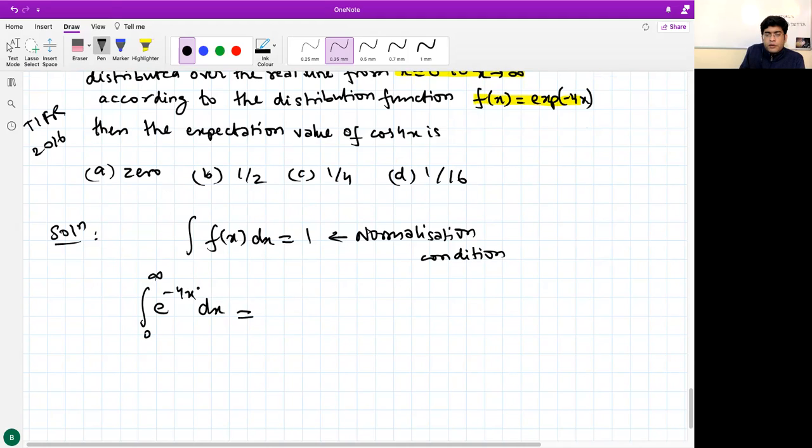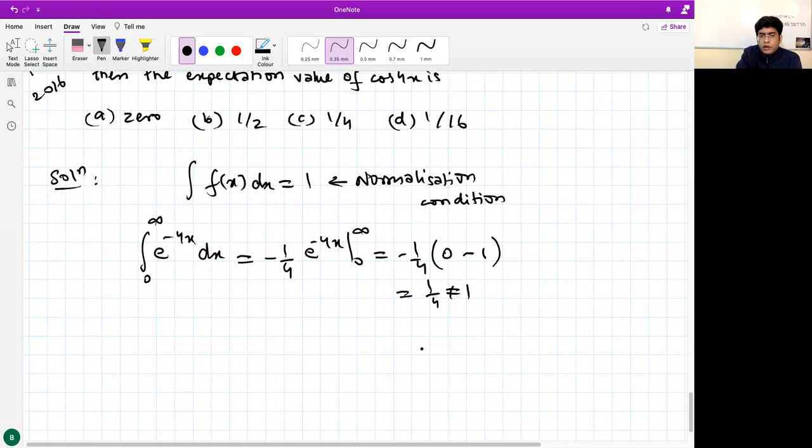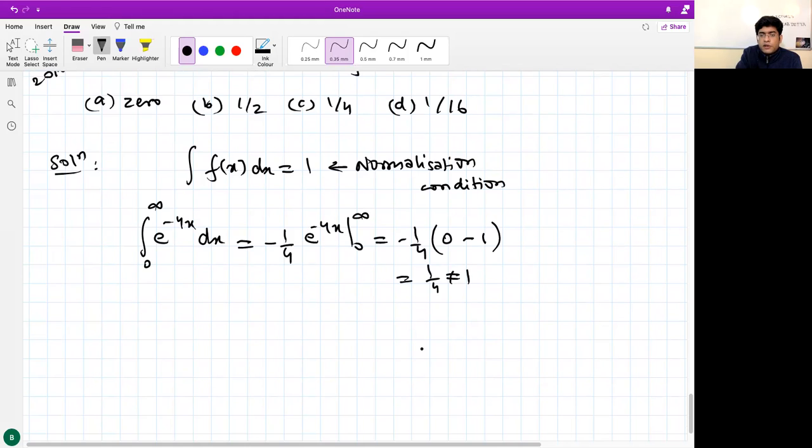So this will be what? You just take minus 1/4 outside. So this will be minus 4x from 0 to infinity. This is minus 1/4. This is 0 minus 1. This is 1/4. So this is not equal to 1. All right, this is not equal to 1. So we need to normalize this function.